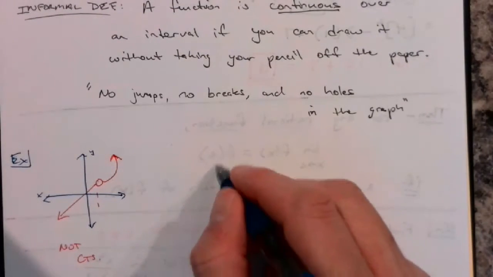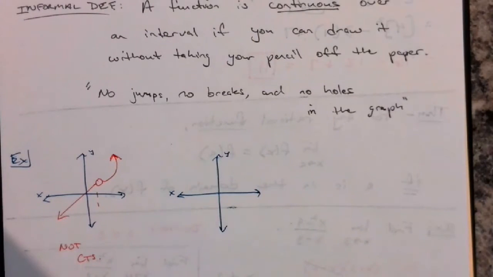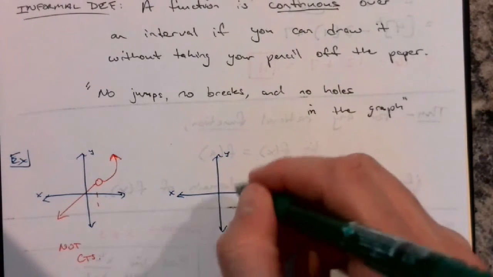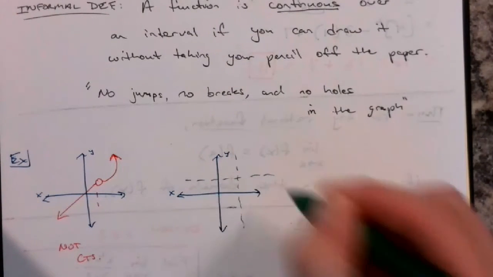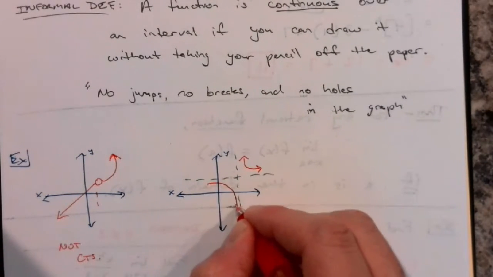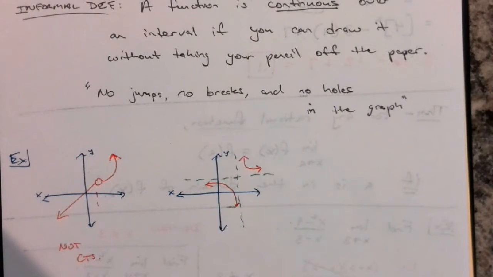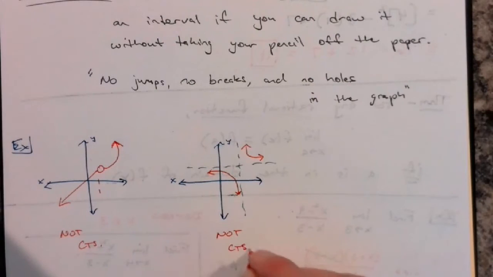You might also see something like this, another x and y axis. Suppose you had something that had asymptotes. So, you know, it looked like that. Well, again, we have to draw this. We take our pencil off the paper here, draw this first part, and then draw the second part. So this one is also not continuous. And I'm going to use CTS for continuous just as a shorthand, so we don't have to spell it out every time.